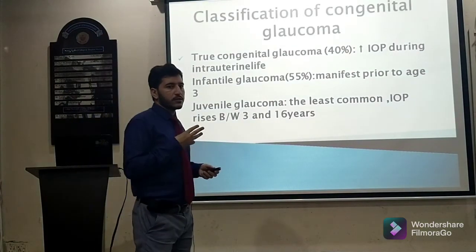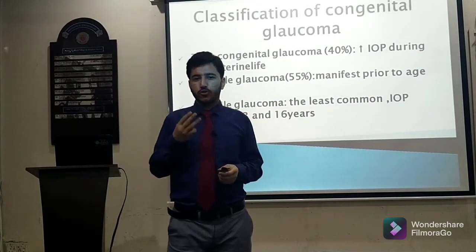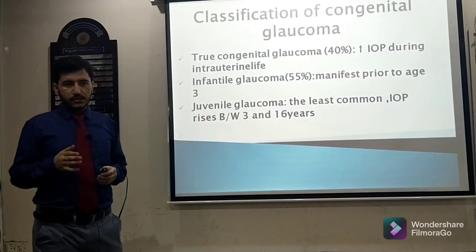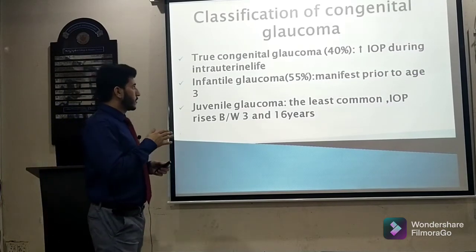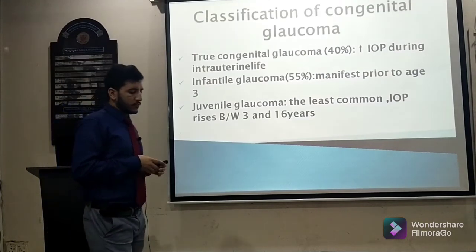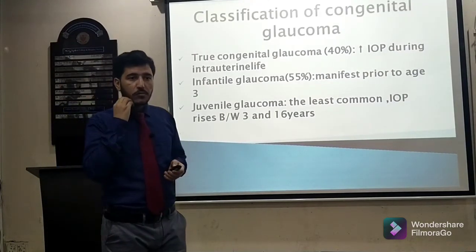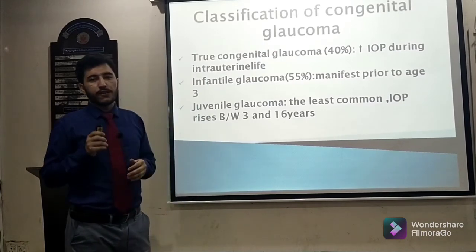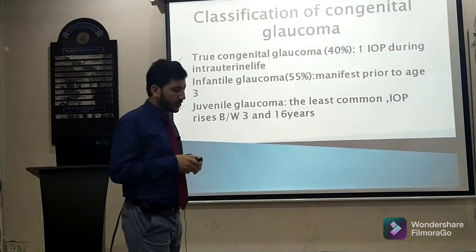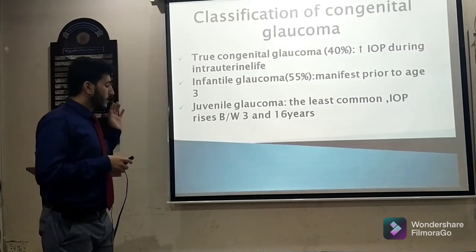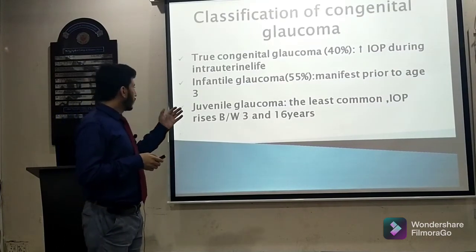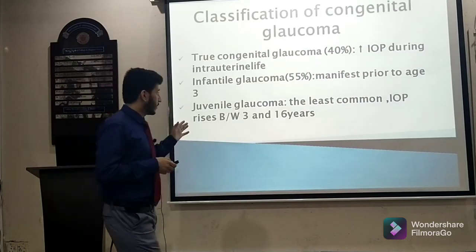Classification of congenital glaucoma: there are 3 types. Number 1, true congenital glaucoma. In this type, the IOP is raised in intrauterine life. This is 40%. Another is infantile glaucoma, which is 55%. The patient will have manifestation prior to age 3. Another, the least common type, is juvenile glaucoma, in which the IOP rises between 3 and 16 years.